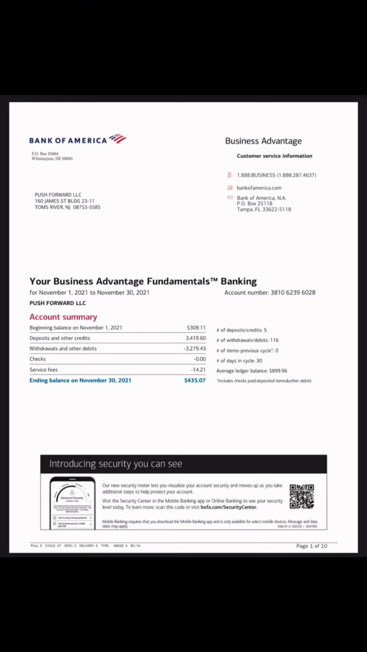Okay, so what is a bank statement? A bank statement is a list of all transactions for a bank account over a set period, usually a month. The statements include deposits and withdrawals as well as beginning and ending balance for the period.